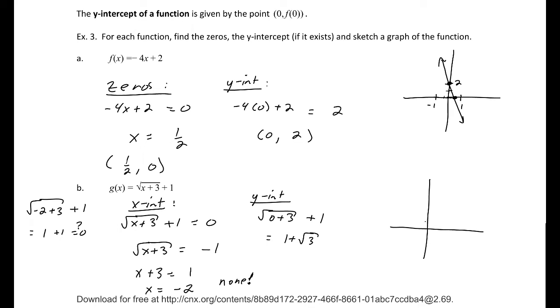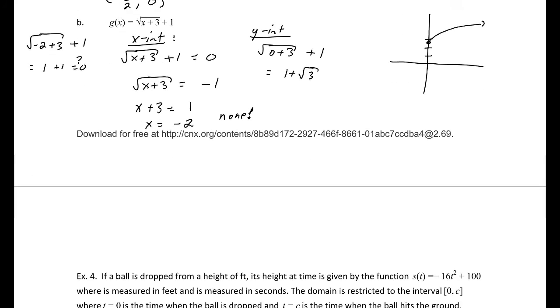2.73. 1, 2, 3. There's our y-intercept, and it does not hit the x-axis, which means it's going to curve up this way. So we have a function that looks kind of like that. Alright, let's move on to our next question.